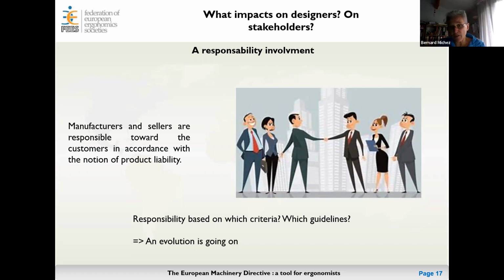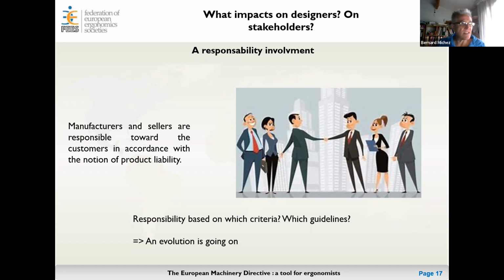So there is much evolution about this responsibility involvement, and much evolution in the technical parts of machines, because the current Machinery Directive is about 15 years old, and techniques have evolved. So we are going to see with Pascal in a few slides what happens today. So it means that even today, designers and manufacturers have to deal with different criteria included in the MD, as with the reasonably foreseeable misuse.